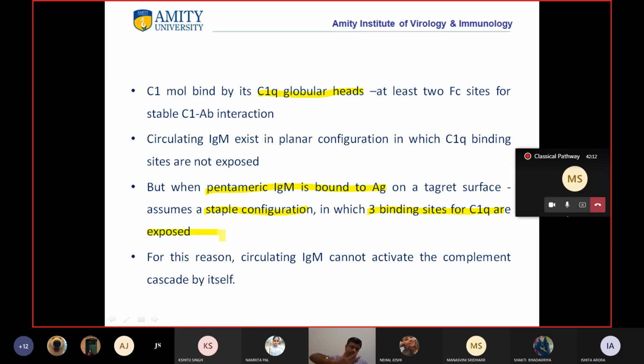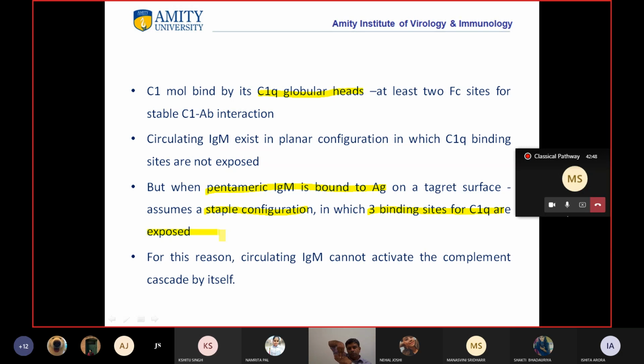Now, if it is in circulation, it is in its planar configuration. But when this pentamer binds to the pathogen surface, just imagine this is your pathogen surface, when it comes and binds, it will bind like this. It was planar until now, but because it binds with its tip, it will change its conformation. It is not flatly attaching, it is changing its shape and binding.